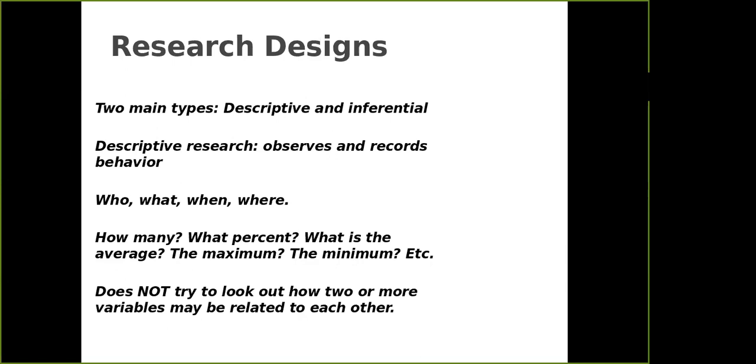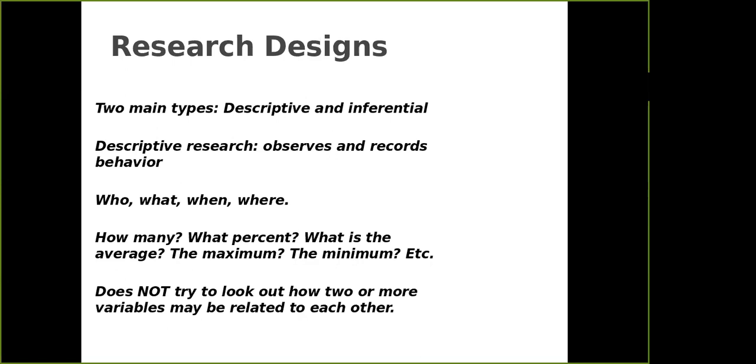So descriptive designs address topics such as who or what or when or where. They describe how many, what percent, the average, the minimum, the maximum. What descriptive designs and descriptive statistics do not do is look at how this variable is related to that variable. If this variable changes, does that variable change? Instead, this is the count.